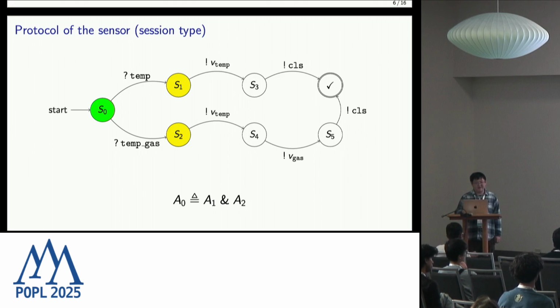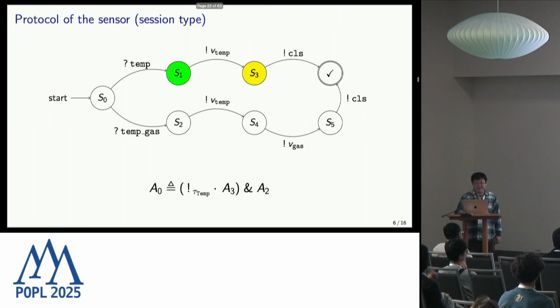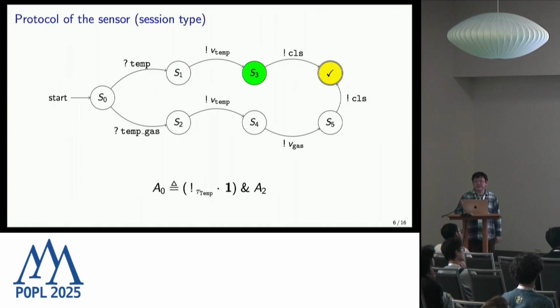On the left-hand side, you have S1. That means we are taking only the temperature data. So let's go with that path. On S1, the protocol says the sensor will send you the measurement data, then continue with S3. That's what this band tau temps means. Now we are on S3. S3 just means, I'm going to send a closing signal, and that's the end of the protocol.